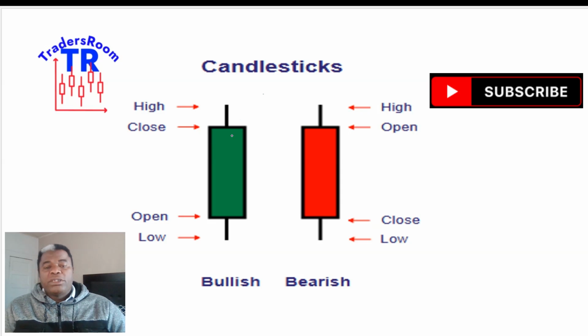When it talks about candlesticks, we see the candle has the high, which is the top here. It has the close, it has the opening and the low. This is the bullish part. Then in the bearish area, it has the high, which is the same, but it has the opening on top, where the bullish has the close, and it has a close below where the bullish has opening. That's the only difference in the two.